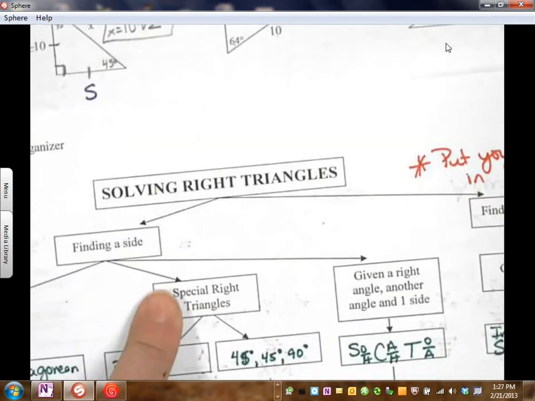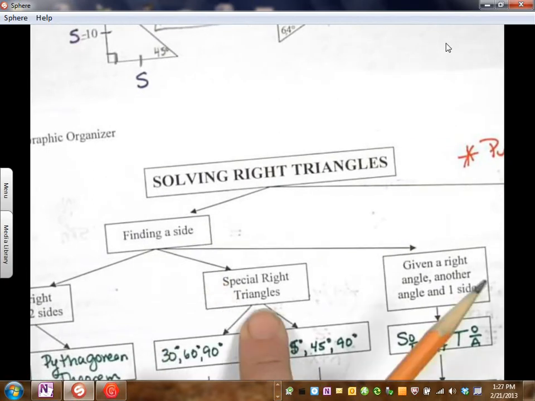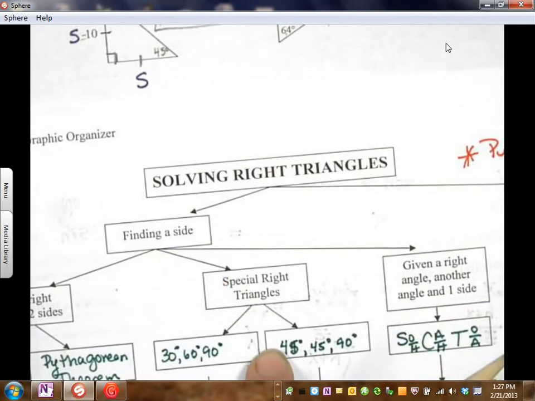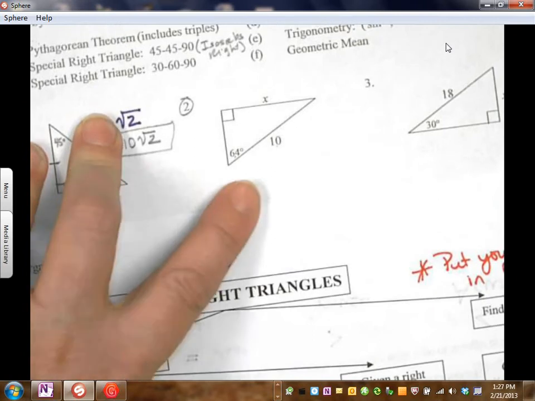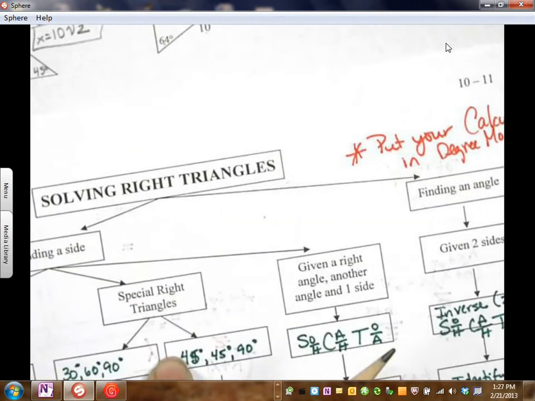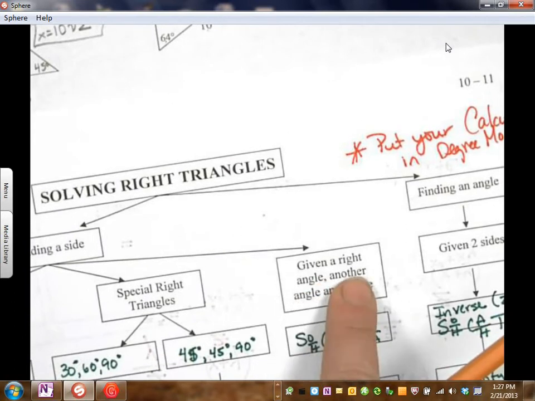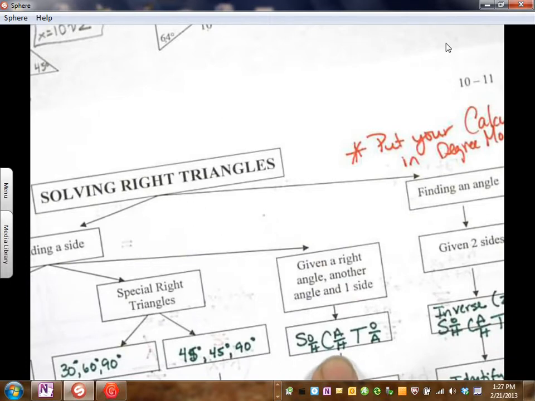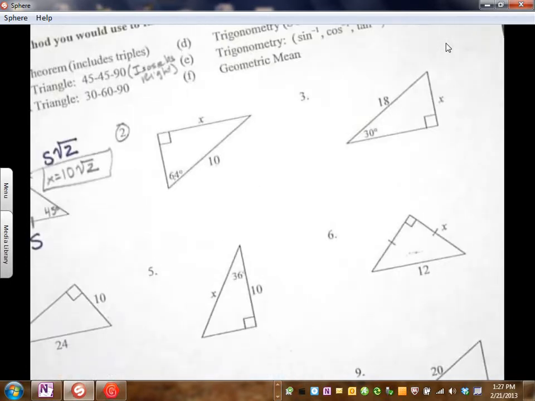I'm trying to get them both in the same picture. Is it a special right triangle? Is it 30-60-90 or 45-45-90? Well, no. The angle is 64, so it's not one of those. So what am I going to have to do? Am I given a right angle, another angle, and a side? Yeah. So I'm going to do trig. So this is a trigonometry question.